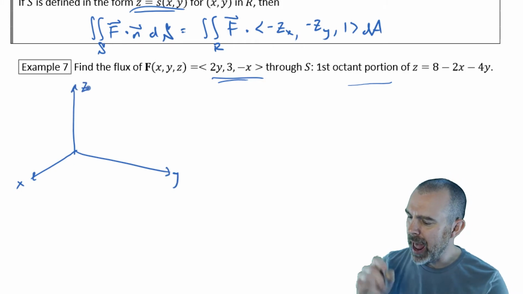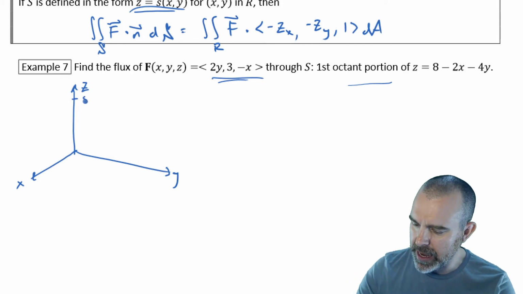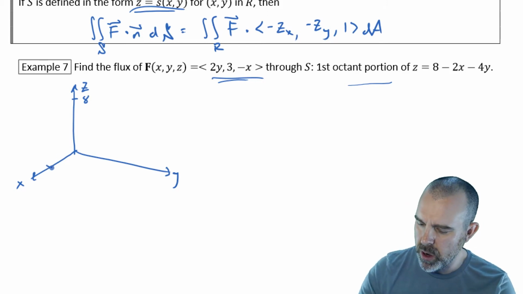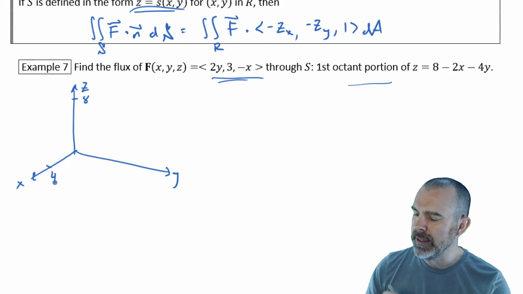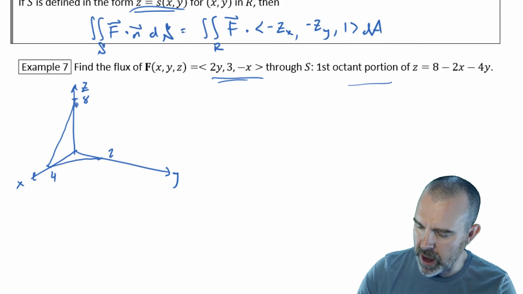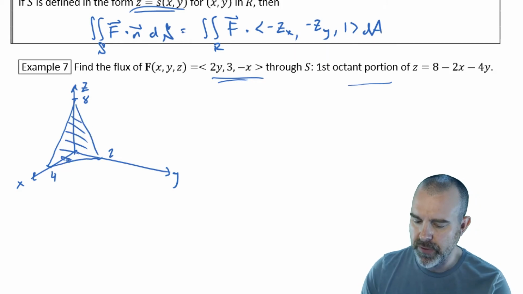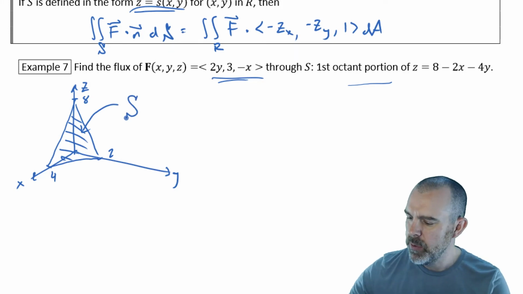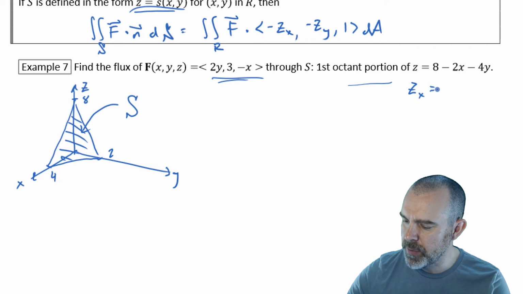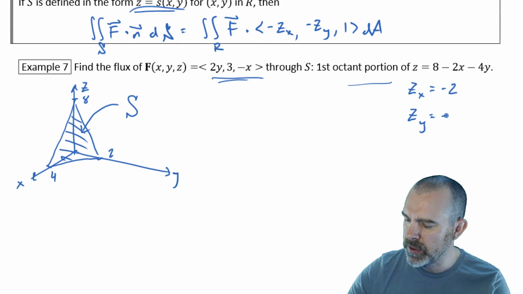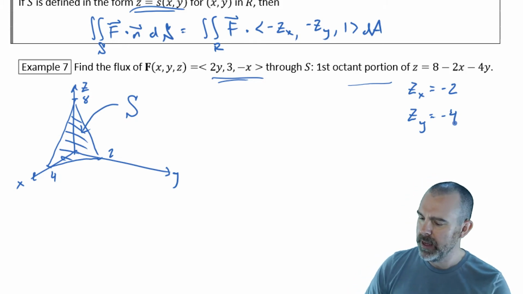Let's see here, when x and y are 0, z is 8. When y is 0 and z is 0, x would be 4. And when x is 0 and z is 0, y would be 2. Another one of these triangles, just the first octant portion of that. That is our surface S. We can easily get the derivative of z with respect to x. It's already given to us, z as a function of x and y. And then the partial derivative of z with respect to y would be negative 4.